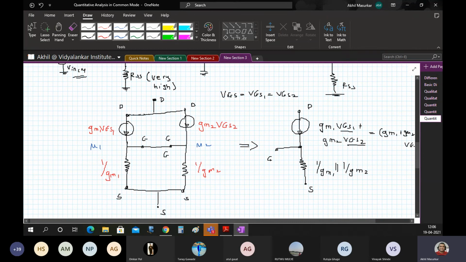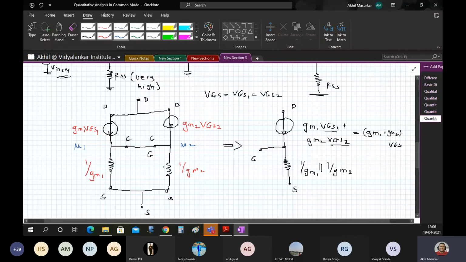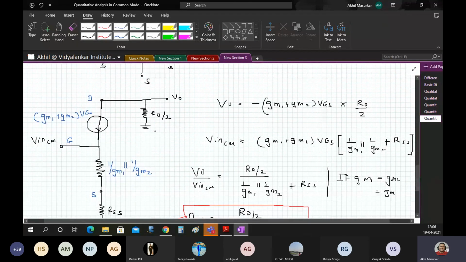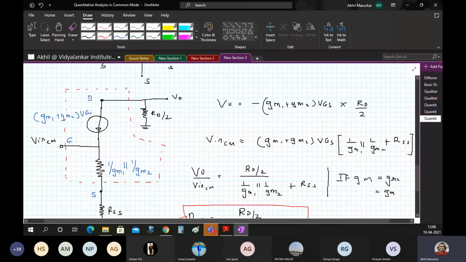When we shorted the gate, drain, and source, we saw that the current sources are coming in parallel. Current sources in parallel will add up and give me a higher current source having the value gm1 plus gm2 into VGS, and two resistances in parallel will obviously give me a parallel resistance, that is 1 by gm1 and 1 by gm2. Taking that concept further, I am now inserting this at this place. So actually this model represents M1 parallel with M2.